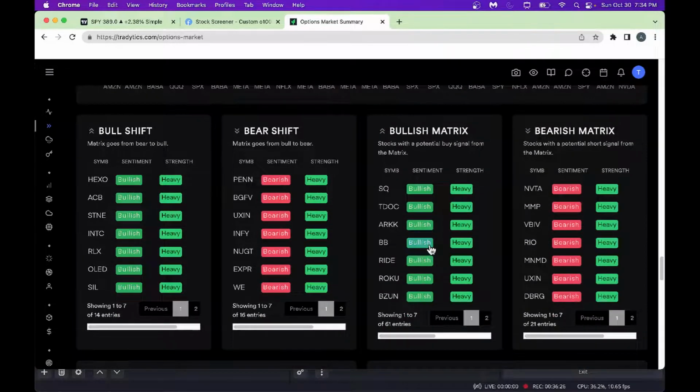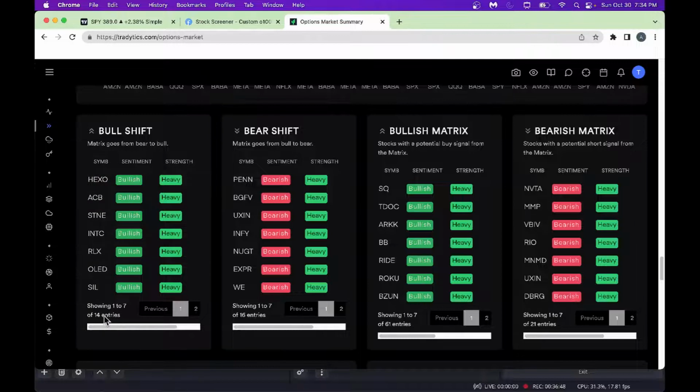For example, you want to play bullish. What this tool tells you, you can play Hexo here, ACB. Looks like some of these cannabis stocks have a heavy strength. You could buy some call options or buy these stocks outright and play this trend. Look at the chart also. And then you got Stoneco and some of these things, same story, very heavy bullish.